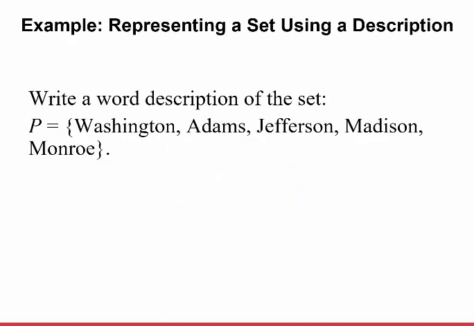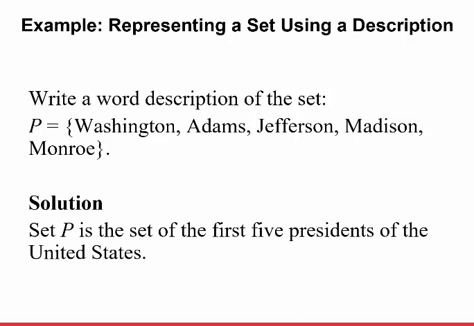All right, so let's write a word description for this set. P is equal to, and in braces, we have the names Washington, Adams, Jefferson, Madison, and Monroe. Think about your history class: what is this the set of? Well, this set P is the set of the first 5 presidents of the United States. The elements are just the names of the first 5 presidents.